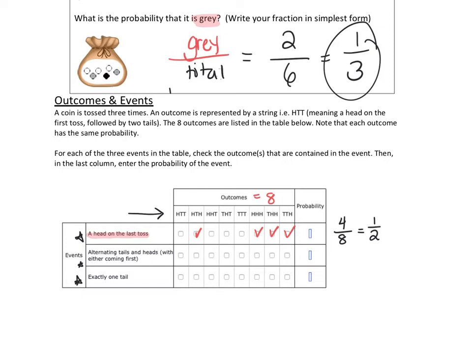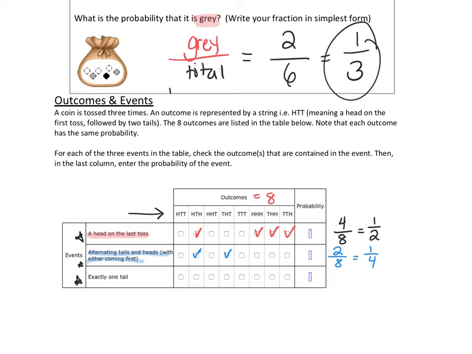Then we look at the second event and we do the same thing. So now the second event wants alternating heads and tails and heads with either coming first. So we're going to check off the only ones that are alternating. If we look, the second one goes heads, tails, heads, that's alternating. The fourth one goes tails, heads, tails, and that's alternating. And all the rest don't alternate. So that tells me that I have 2 out of 8, which reduces to 1/4 for a probability.